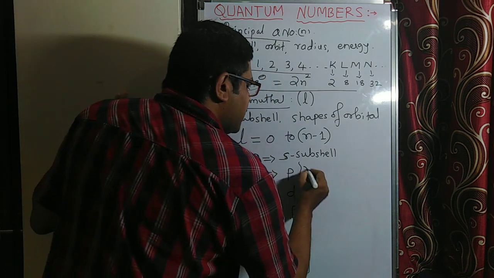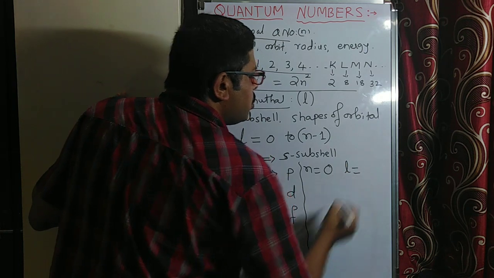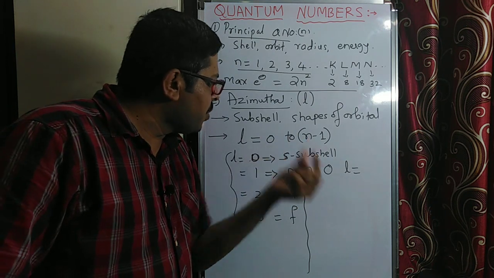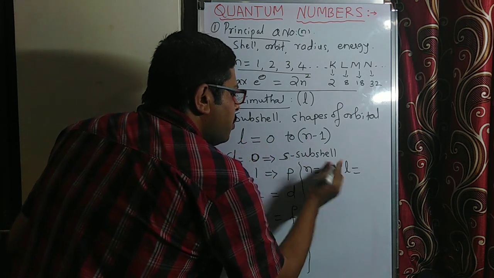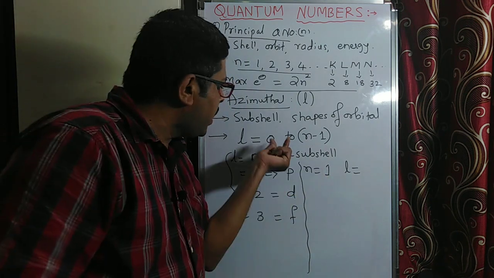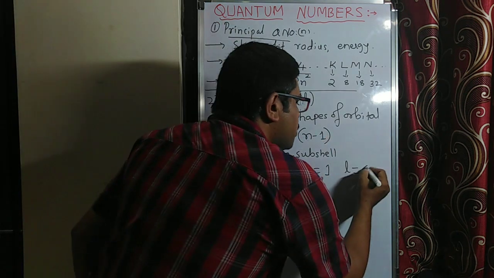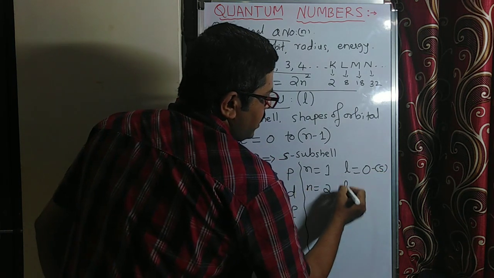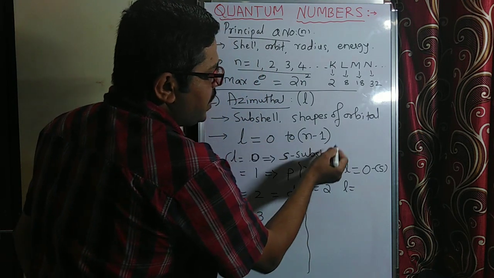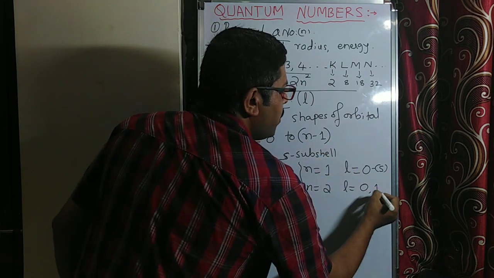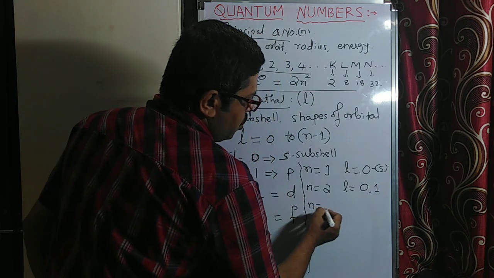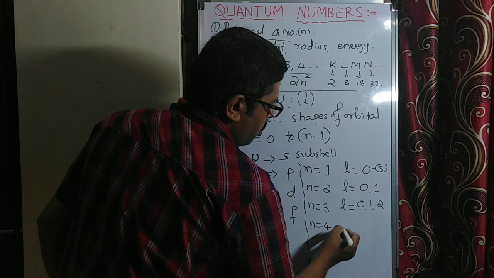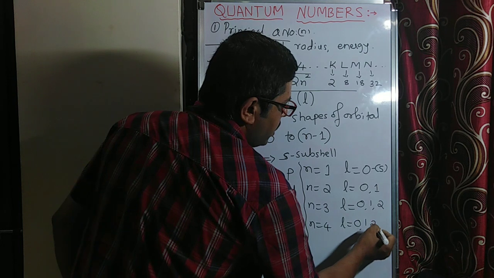Now, for example, if n is equal to 0, what is l? l is equal to 0 to 0 minus 1. So in this case, we will take n is equal to 1, since it starts with 1. So n is equal to 1: 0 to 1 minus 1 is 0. Hence l is equal to 0, which means the s subshell. If n is equal to 2, l is 0 to 2 minus 1, which is 0 and 1. This is s, this is p. If n is equal to 3, the possible l values are 0, 1, 2. If n is equal to 4, the possible l values are 0, 1, 2, 3.